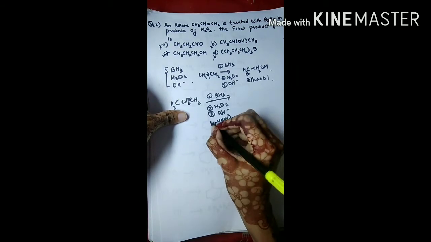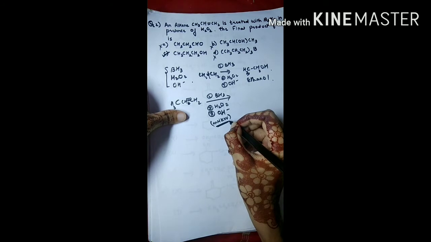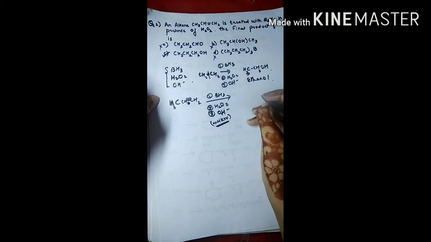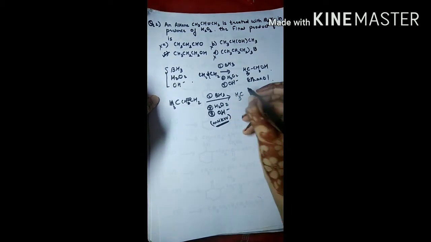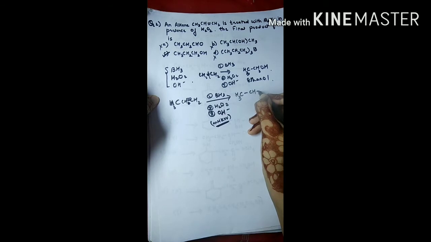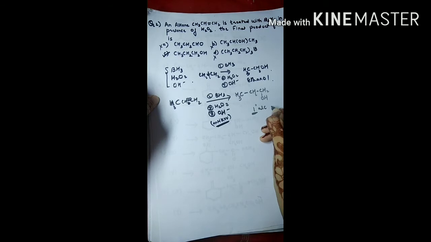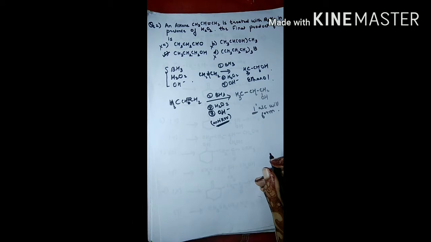So here students, anti-Markovnikov rule is applied. So let's see whether the anti-Markovnikov rule is applied here or not. Later on we'll just confirm it. Now what will happen? The double bond will break, and one hydrogen will go toward one carbon atom, another will go toward the other carbon atom. OH minus will go toward the other carbon atom, and 1 degree alcohol will form. This is the basic reaction. Now let's see what is the mechanism behind this reaction.